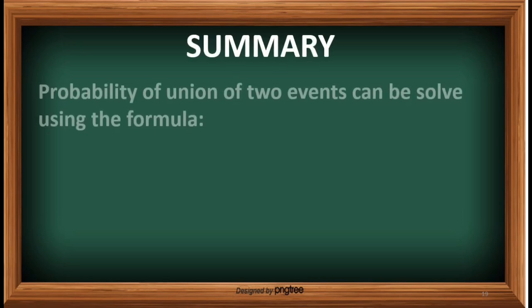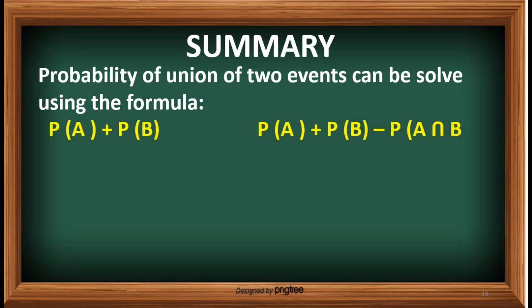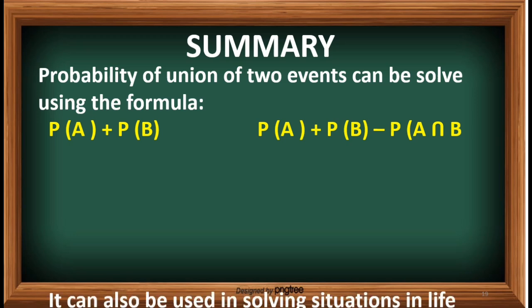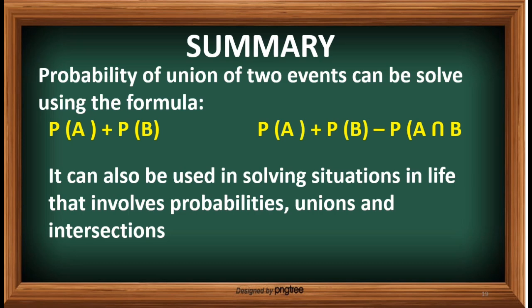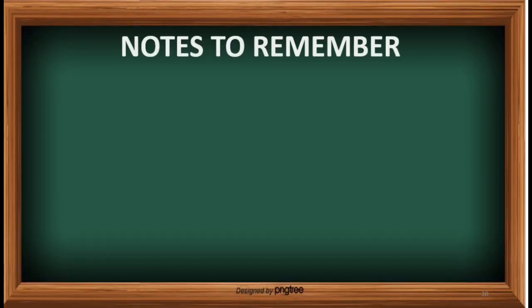For the summary, the probability of the union of two events can be solved using the formula probability of A plus the probability of B, and the probability of A plus the probability of B minus the probability of A intersection B. It can also be used in solving situations in life that involve probabilities and unions. Let's have the notes to remember.